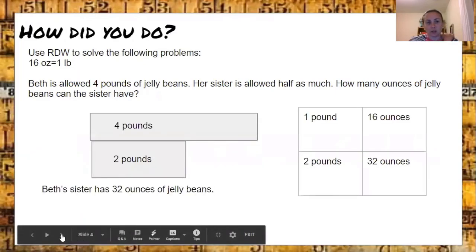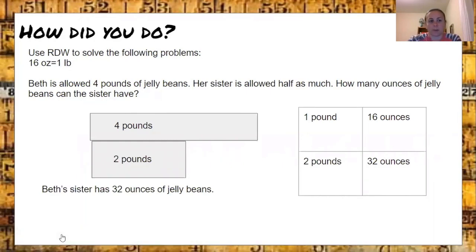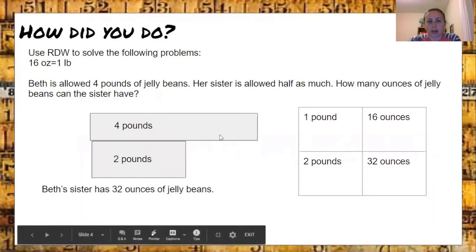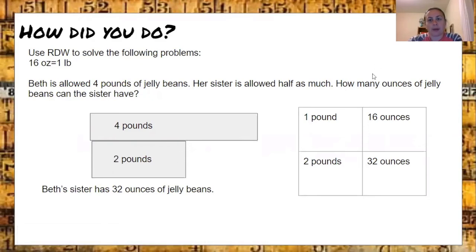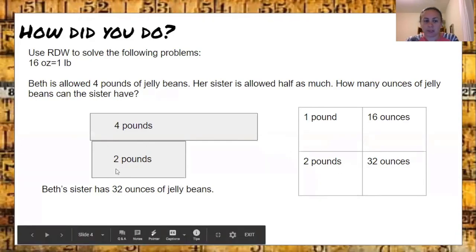All right, how did you do? So here's the first problem. We have a picture, 4 pounds, half of 4 pounds is 2 pounds. But they don't want to know how many pounds, they want to know how many ounces of jelly beans. So we have to take our conversion chart here. If you had one from earlier in the week, it might come in handy today. So 1 pound is 16 ounces, so 2 pounds is 32 ounces. So Beth's sister has 32 ounces of jelly beans.